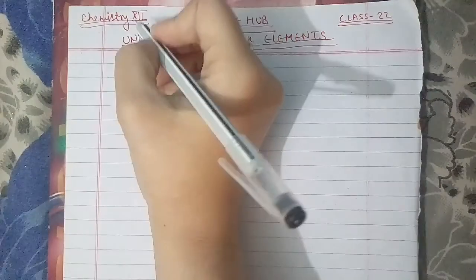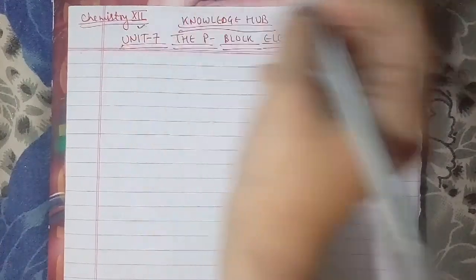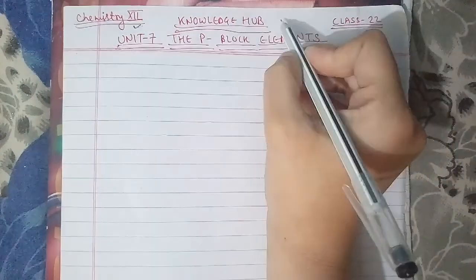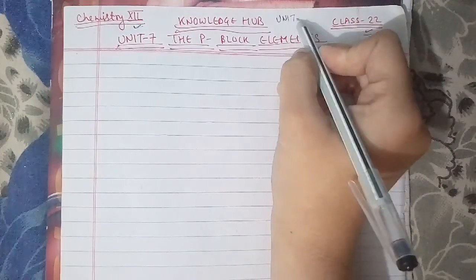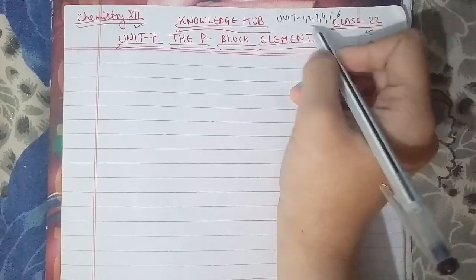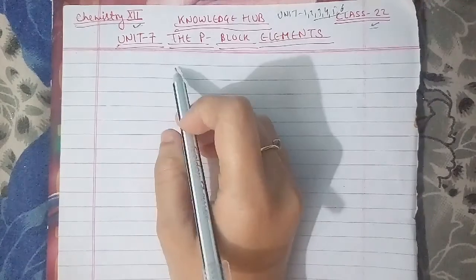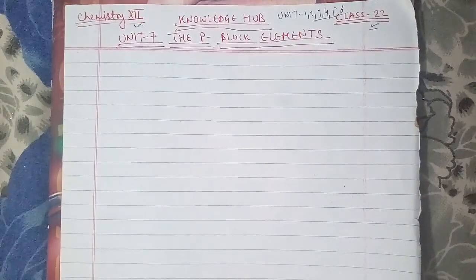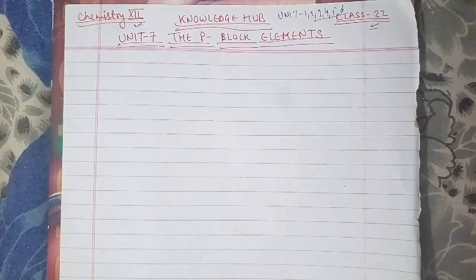Today we're going to start chemistry for class 12, and that is your 22nd class. We had done your 21st class, where we completed unit 1, unit 2, unit 3, unit 4, unit 5 and unit 6. This class is unit 7, which is the p-block elements that we have to cover, and that is also important in terms of competitions.